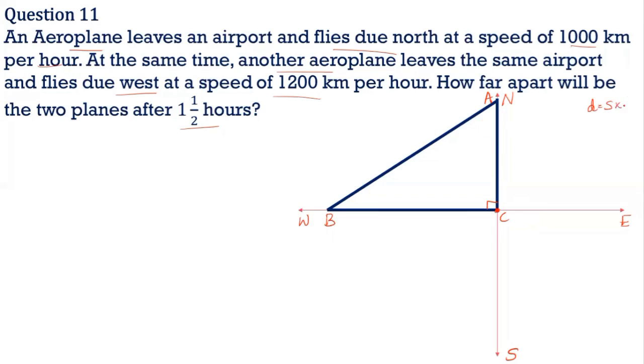You know, distance is equal to speed into time. So distance AC is equal to speed is 1000 km per hour into time is 1.5 hours. So 1000 into 3/2. That is 500 into 3 is equal to 1500 kilometers. So distance AC is equal to 1500 kilometer.